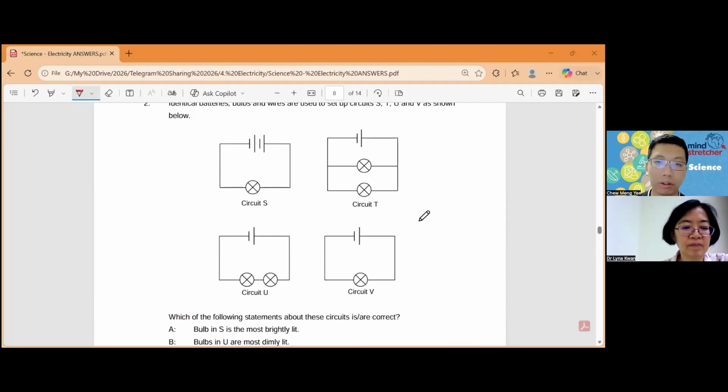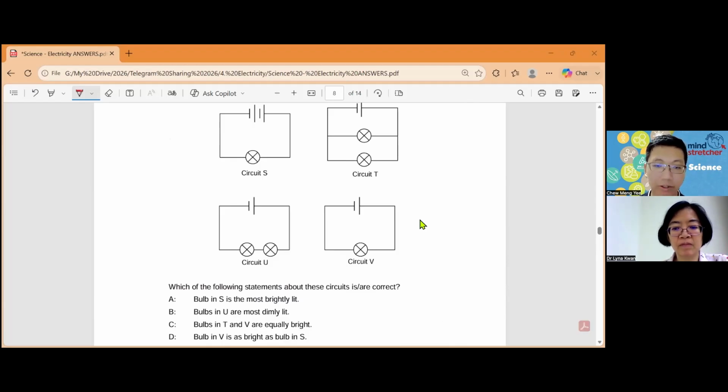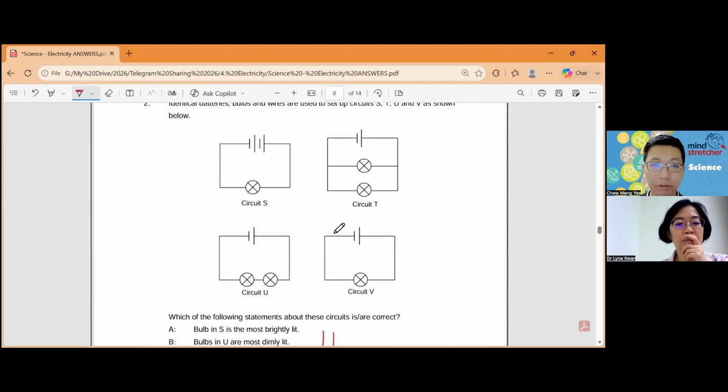Now, which of the following statements here about the circuits are correct? In order to know all this, let's find out their brightness again using the formula. For circuit S, I have two batteries, then I have one light bulb. So this is just two. For circuit T, one battery, but in each path I only have one light bulb. So 1 over 1 is just 1. In circuit U, one battery, two light bulbs in the path, so this is half. Then the one on the right, 1 over 1 is just 1.